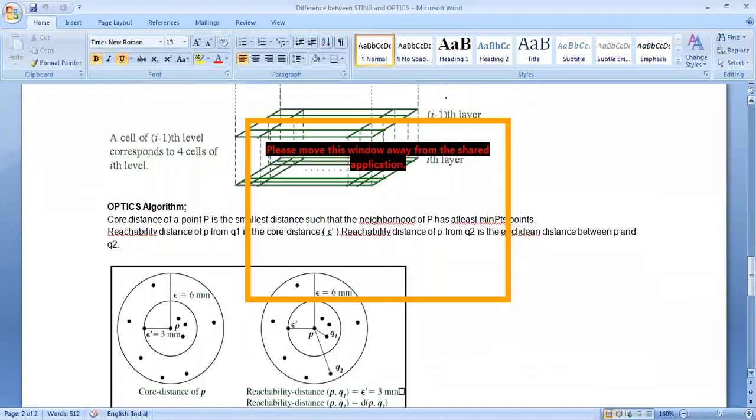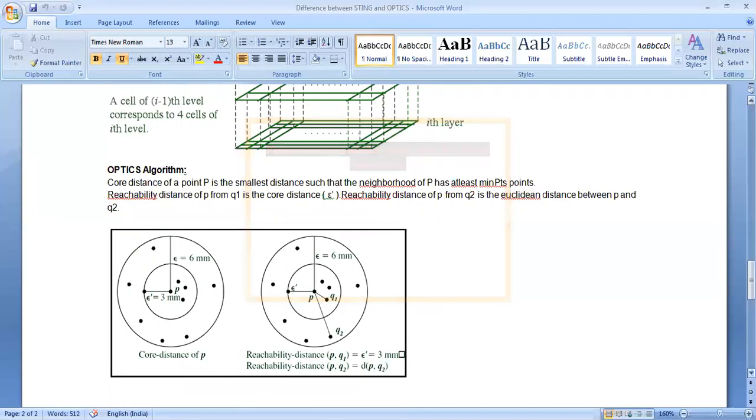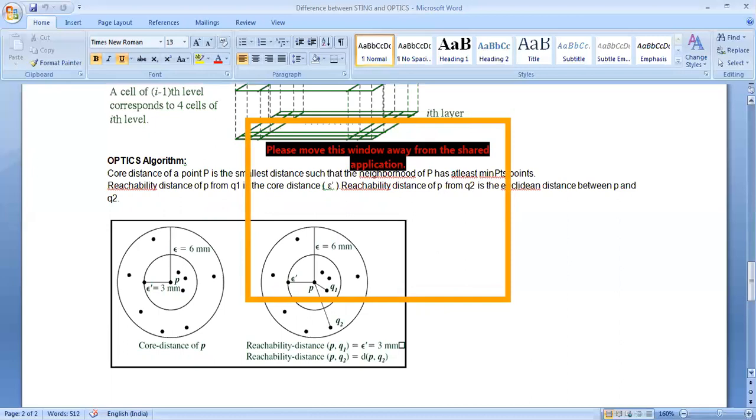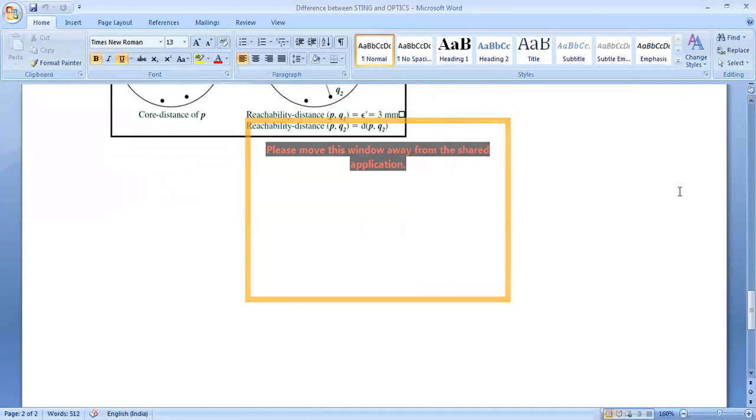In the OPTICS algorithm, we define a particular core distance, the minimum distance that contains the threshold value of min points. The reachability distance is the maximum of the core distance and the distance between the core point and that point. So OPTICS is a density-based clustering technique that uses two parameters, core distance and reachability distance, to find the clusters. So that's all about these two algorithms.